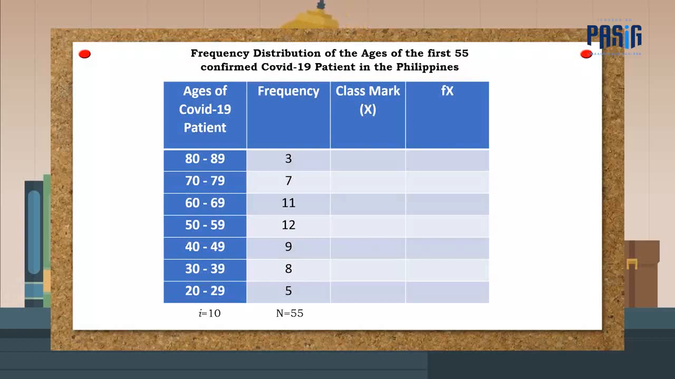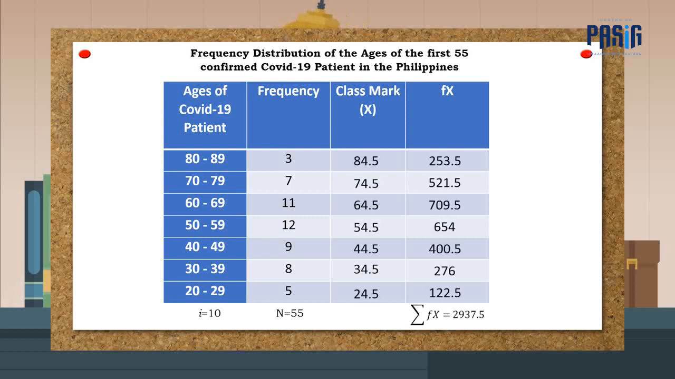Using the frequency distribution of the ages of the first 55 confirmed COVID-19 patients in the Philippines, we're going to complete the given table. Ages of COVID-19 patients, next column, frequency, third column, class mark, and fourth column, f of x. So the class mark column is as follows. And to find f of x, we're just going to multiply frequency and class mark.